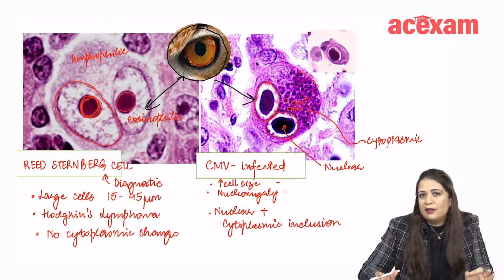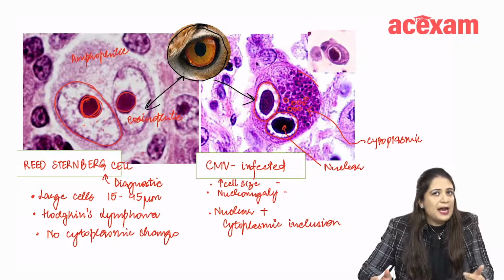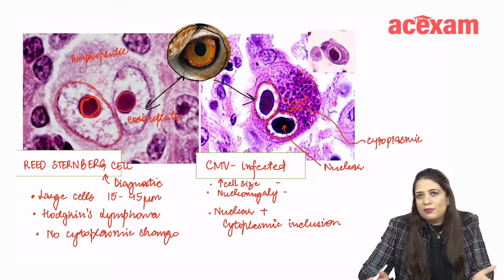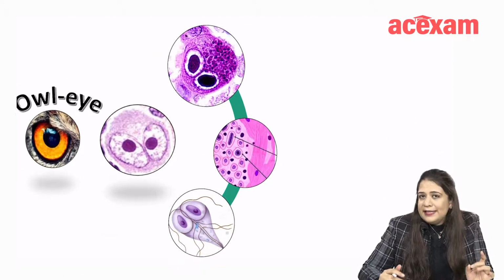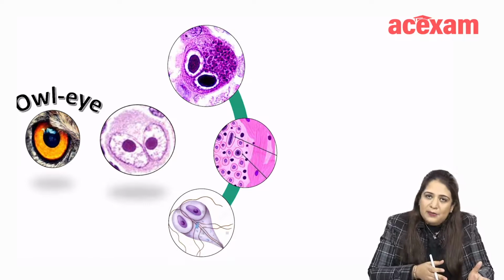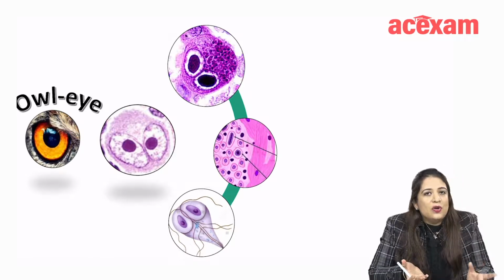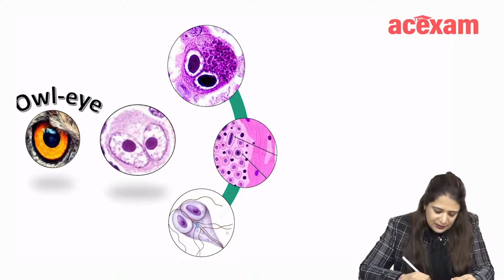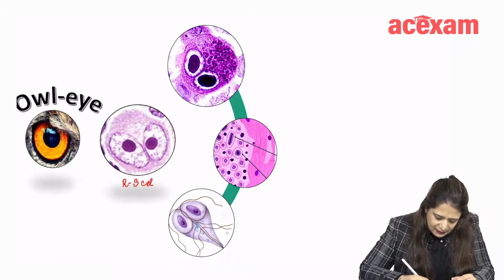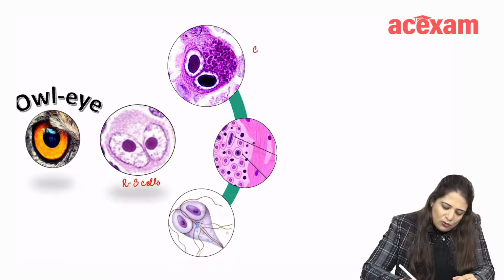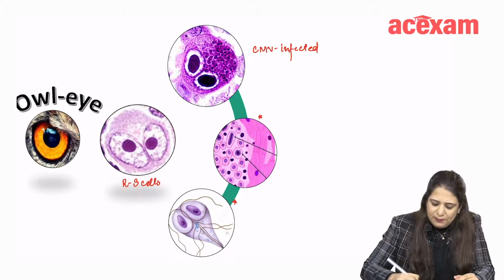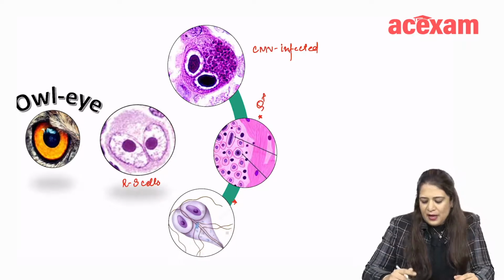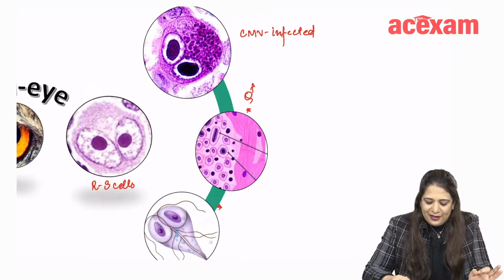So these two are the typical examples of owl eye appearance, and this has been repeated so much in the last few exams. It's a very important topic, right? But these were the questions which have been asked up till now. What about the rest? Now that we know that the owl eye appearance is seen in the RS cells, the Reed-Sternberg cells, then also in the CMV infected cells, there are also two more conditions which could be your future questions. And this is a bonus question, right?